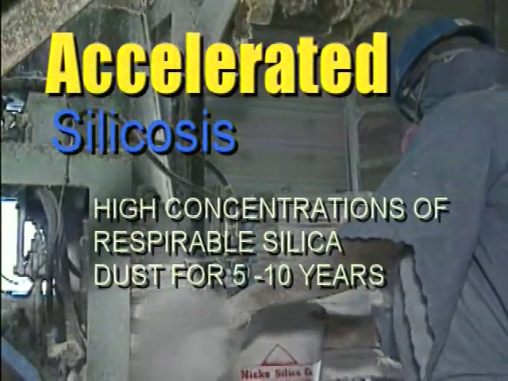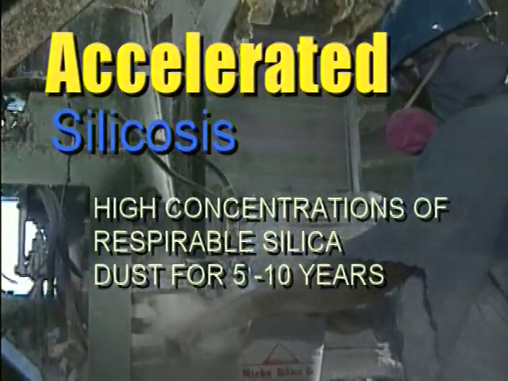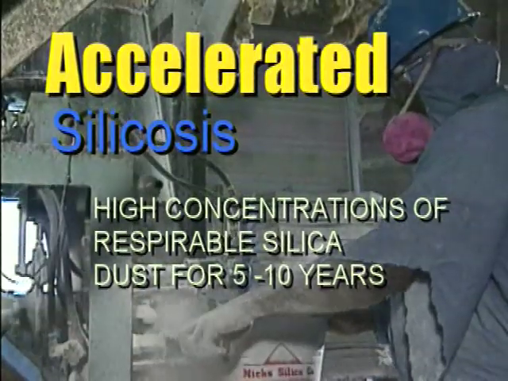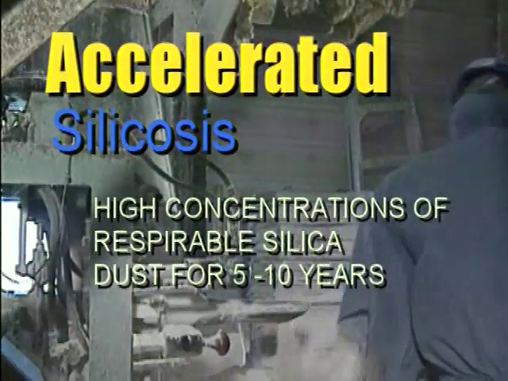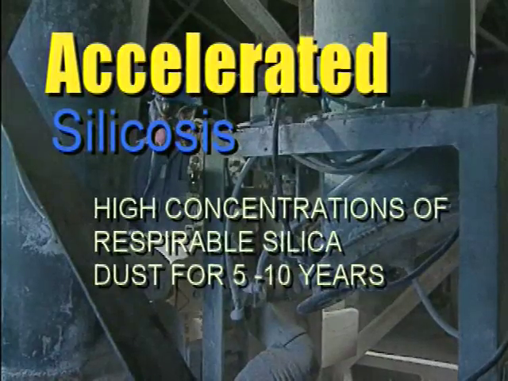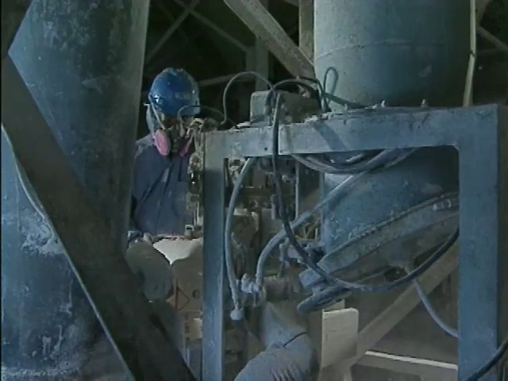Accelerated silicosis can result from working in areas of high concentrations of respirable silica dust for a period of 5 to 10 years. It is disabling and often results in death. Accelerated silicosis can progress more rapidly than chronic silicosis, even if the worker is removed from exposure.